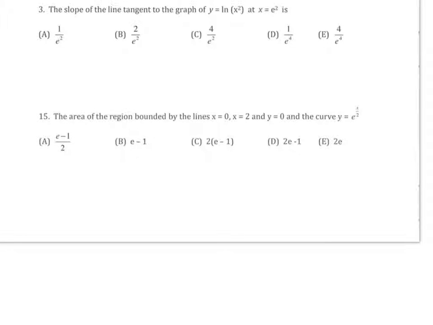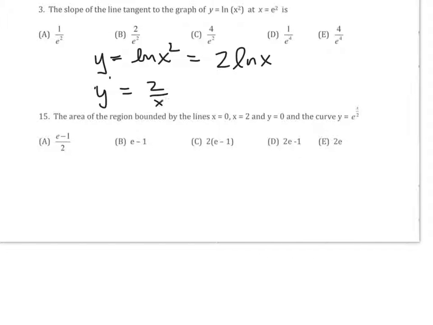Slope of the line tangent to the graph of ln x squared at x equals e squared is, okay, we can do this. Y equals ln of x squared, and we want to find the first derivative. I think we can write that as 2 ln x. So my first derivative is 2 times the first derivative of ln x, which is 2 over x. All right, so there's my first derivative.